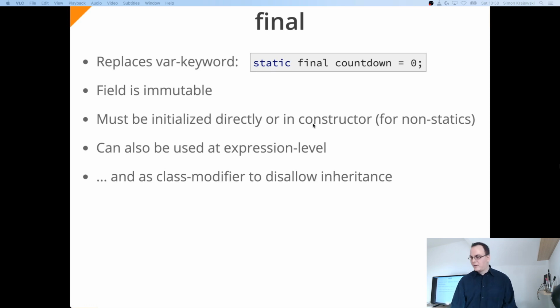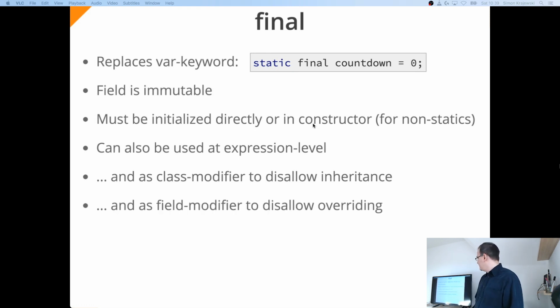And of course, you can also use final as a class modifier. So inheritance is disallowed. That's standard OOP stuff. And of course, you can also use it as a field modifier to disallow overriding. That's also standard OOP stuff.